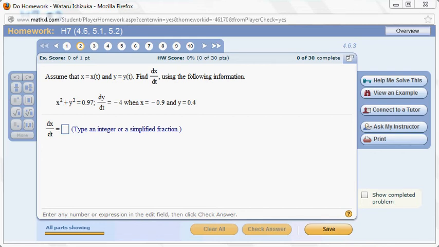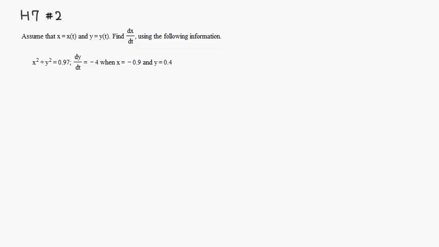Okay, let's look at homework 7, problem number 2. We assume that x is a function of t and y is a function of t, and we want to find dx over dt from this equation and given conditions. So let's do that.